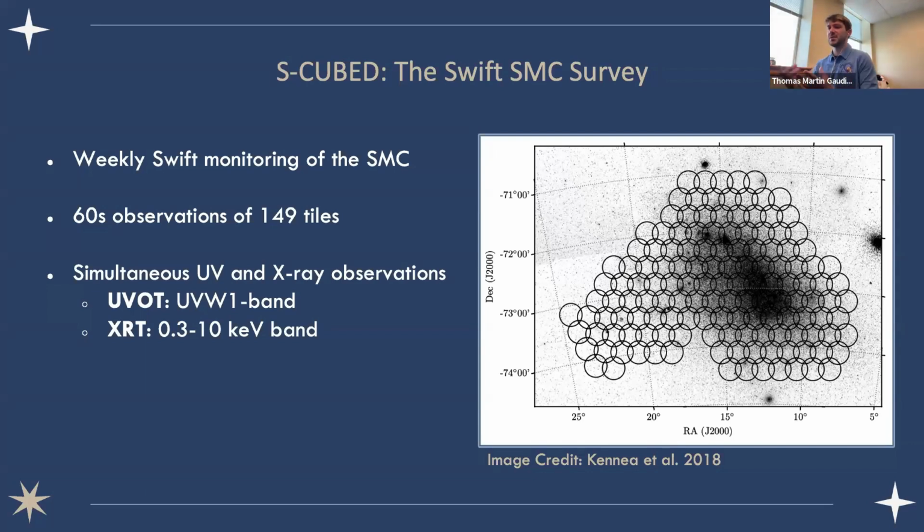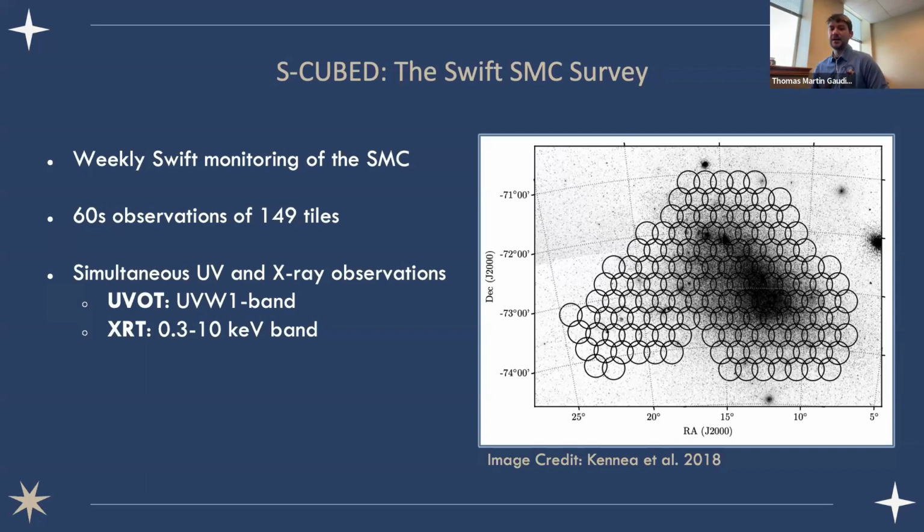This survey also observes simultaneously in the ultraviolet and the X-ray bands. In the X-ray, with Swift's X-ray telescope, we observe in the 0.3 to 10 keV band. In the UV optical telescope, we observe in the UVW1 band, which is centered at 2600 angstroms.